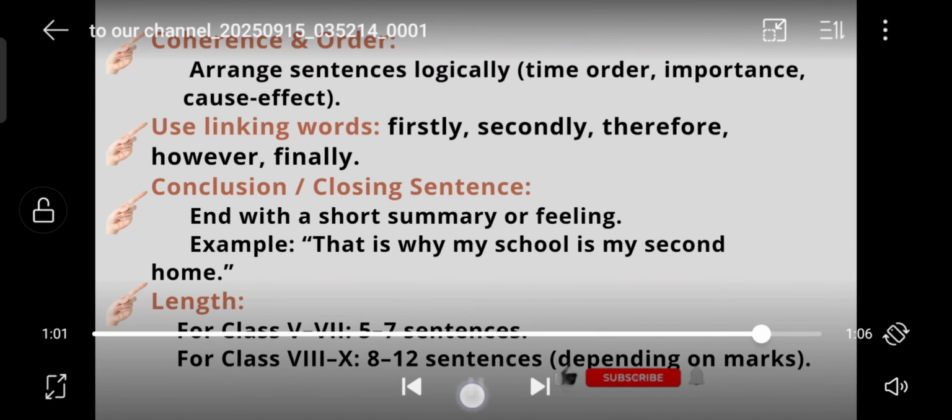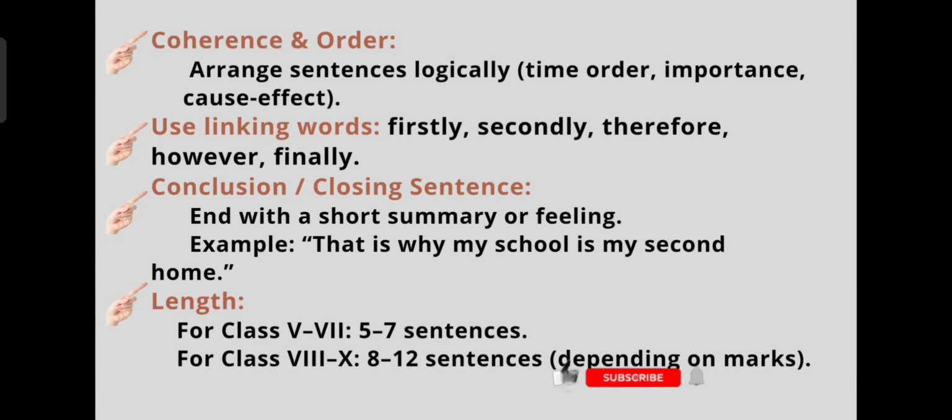Coherence and order. Arrange sentences logically. Time order, importance, cause and effect. Use linking words. Firstly, secondly, therefore, however, finally, next, etc. Conclusion or closing sentence. End with a short summary or feeling. Example, that is why my school is my second home.